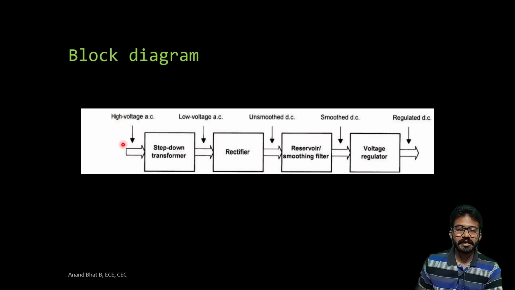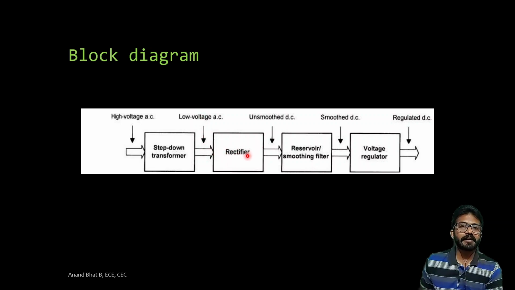A high voltage AC is applied as an input to the first block, which is the step down transformer. The function of the transformer is to give isolation between the primary and secondary, so there will not be any electrical contacts; it will be magnetically coupled. In this step down type of transformer, the secondary voltage will be less than the primary voltage. So now we get a reduced voltage, but still it is in alternating form, which cannot be called DC. So this reduced voltage or the low voltage AC is connected to the rectifiers.